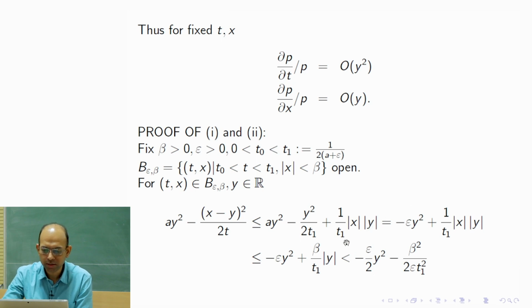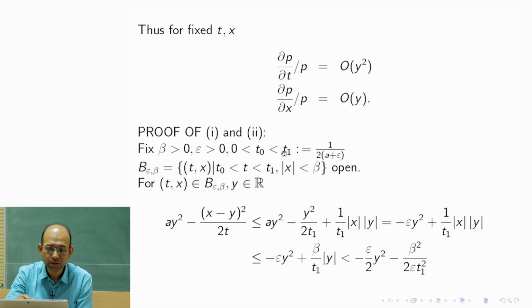Okay, so this part is equal to minus epsilon square a square plus 1 over t1 times mod x into mod y. So here this is y square, correct? A minus 1 over 2t1. Okay, so y square times a minus 1 over 2t1. However, t1 is 1 over 2a epsilon. So 1 over 2t1 is a plus epsilon. So a minus 1 over 2t1 is epsilon, correct? So from this we get this. Okay, so now we understand.